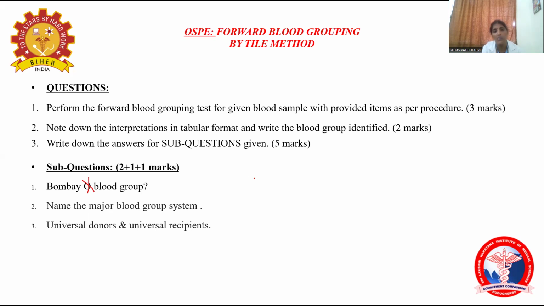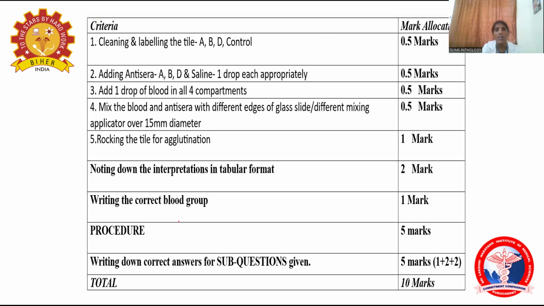Then name the major blood group systems. Very easy. What are those? A, B, O, and Rh. Who are universal donors? O negative red cells. Who are universal recipients? AB positive individuals. Okay. So these are the questions which will be kept for the forward blood grouping.